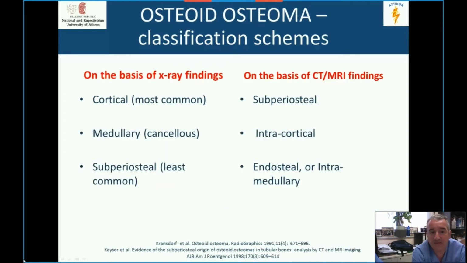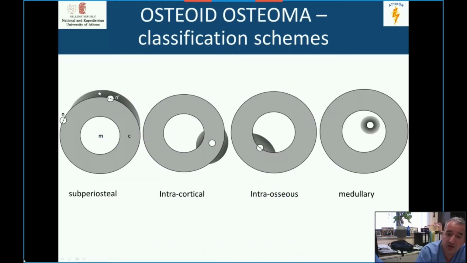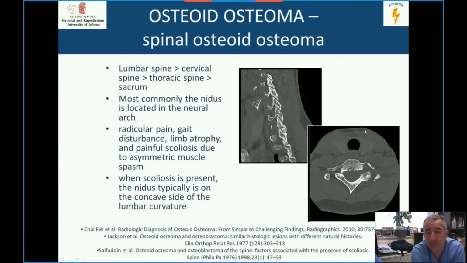Osteoid osteoma can be classified on the basis of X-ray findings into cortical, which is the most common type, and medullary or subperiosteal, which is the least common type. Additionally, these lesions can be classified on the basis of axial imaging into subperiosteal, intracortical, and endosteal or intramedullary lesions. You can see in this slide examples of subperiosteal osteoid osteoma, intracortical, which is located inside the cortical bone, intraosseous, and medullary types of osteoid osteoma.